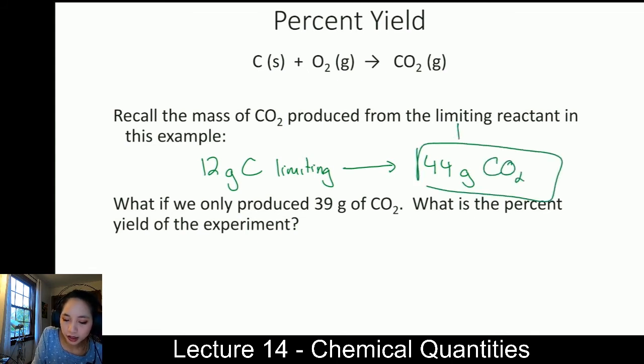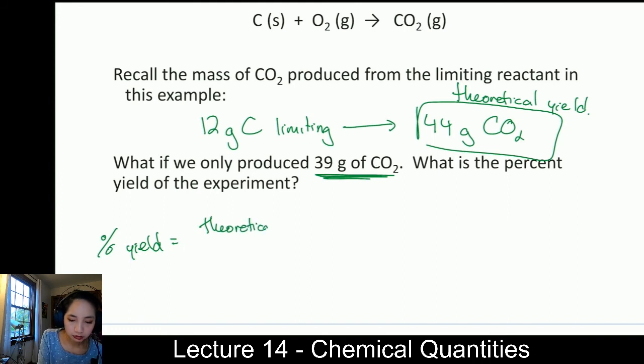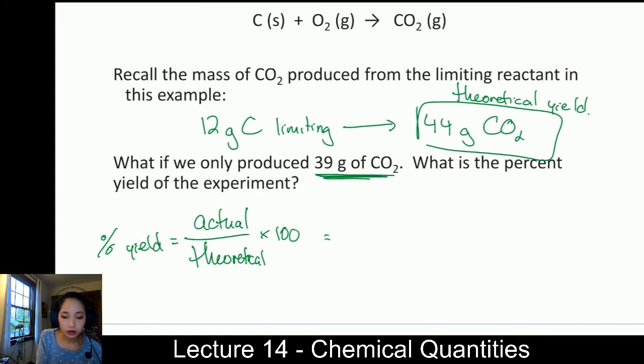So this is our theoretical yield. Let's pretend we did this reaction in lab and we only produced 39 grams of CO2. What is the percent yield? Percent yield is actual over theoretical times 100. The actual yield was 39, so you just have to read that in the question.